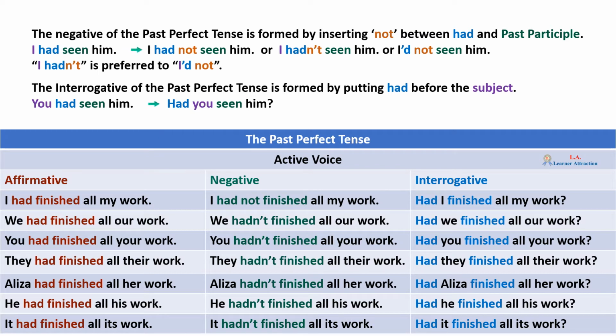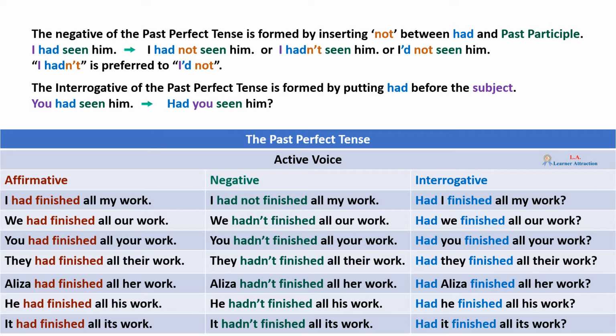The past perfect tense. Affirmative, I had finished all my work. Negative, I had not finished all my work. Interrogative, had I finished all my work? We had finished all our work. We hadn't finished all our work. Had we finished all our work? You had finished all your work. You hadn't finished all your work. Had you finished all your work?